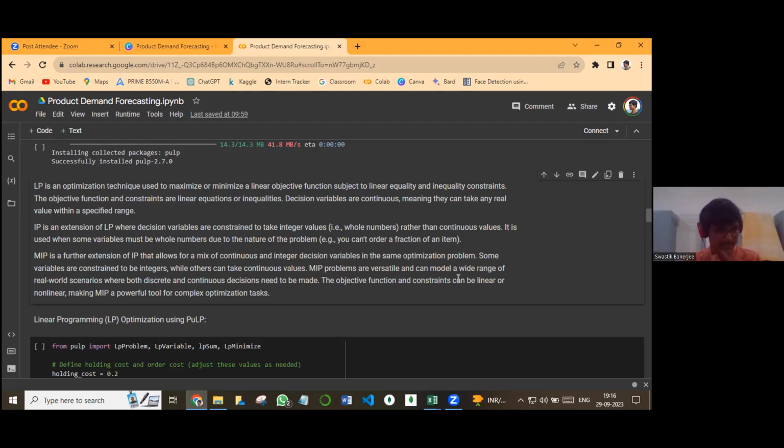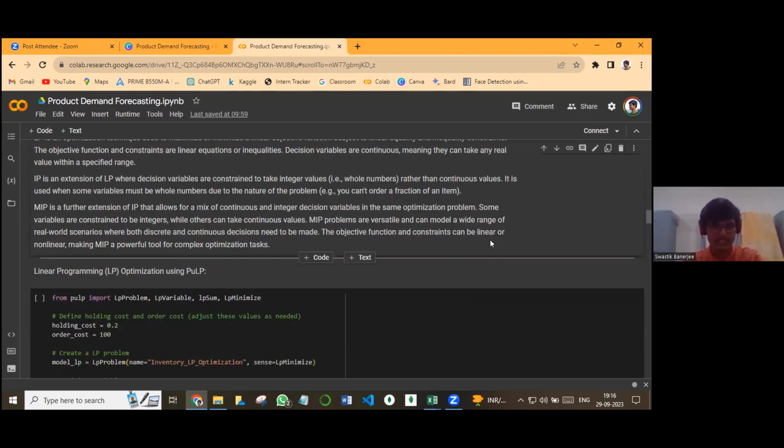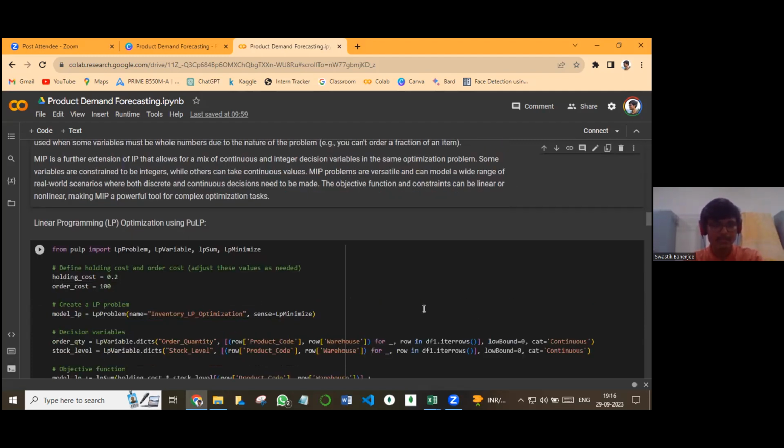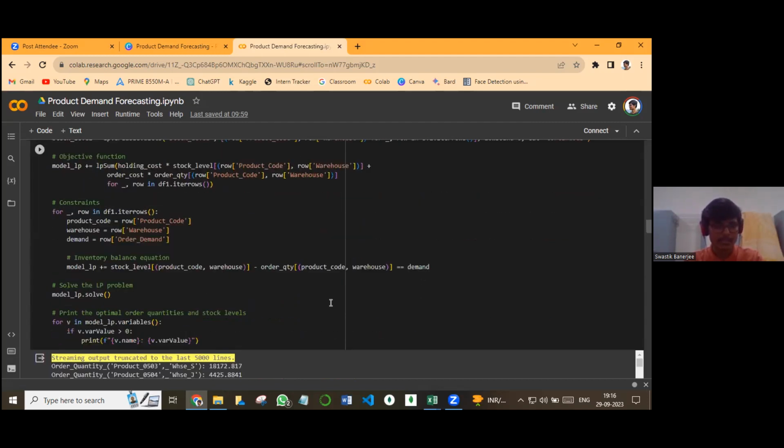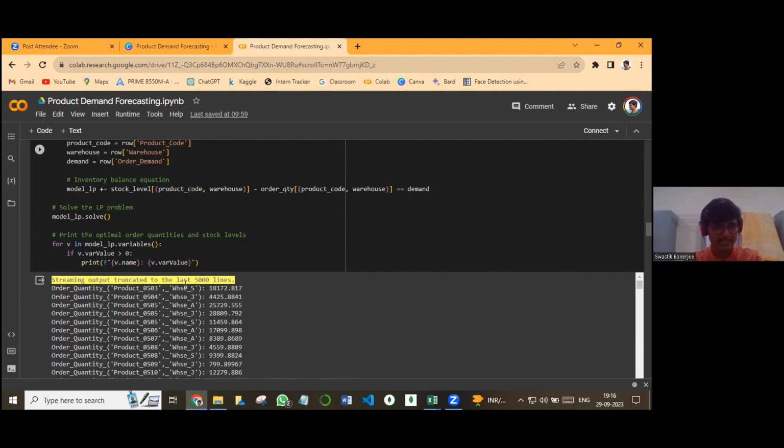So let's see which one does the best work. Okay, so PuLP is nothing but a library where we can import all the LP sum, minimize, variable problem to calculate in our cell. Okay, so as you can see, it only streamed the output truncated to 5,000 lines, although it has applied to all of the rows.